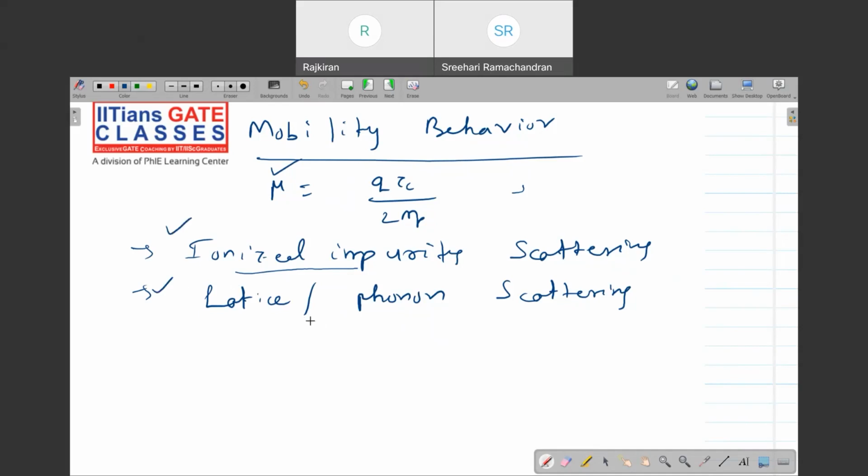Even so, suppose there is an electron, it may collide with another electron or with a hole. Whenever an electron is moving around, it may collide with another free electron or another free hole. That is called carrier scattering.